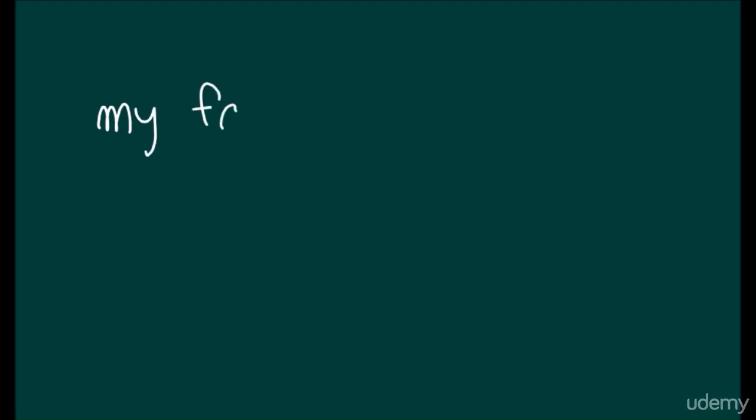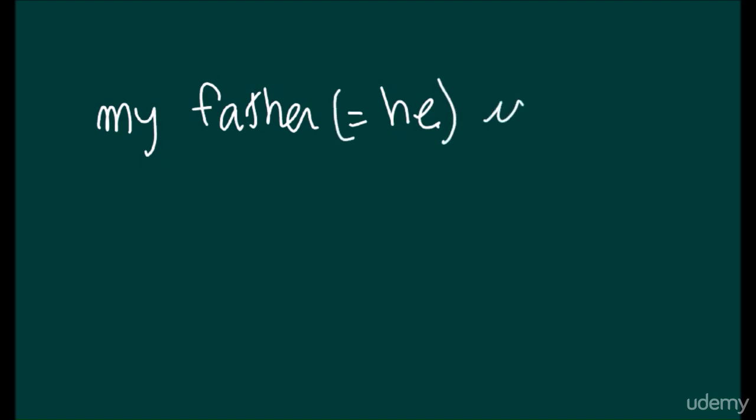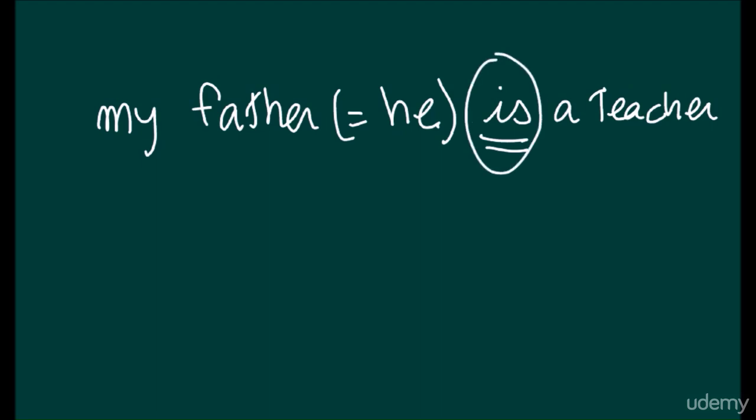Let's see another example. If we say my father, my father is the same as he, because my father is a man, then we use is. For example, my father is a teacher. As you can see, we use is for the verb to be, because the verb to be with the person he goes with is.